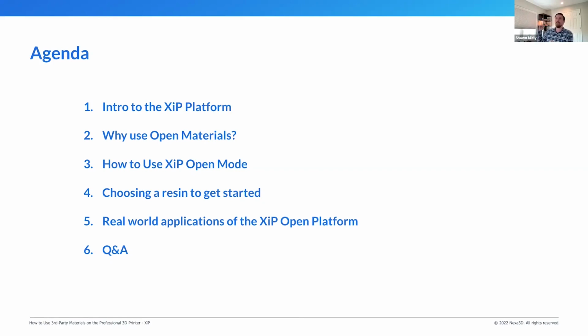But here's the agenda. We're going to start out with a quick intro to the XiP platform for those who haven't seen that. Maybe some of you already have XiP, but I'd be curious to know that for sure. Two, we're going to talk about why you would want to use open materials. We're going to talk about how to use XiP open mode. We're also going to go into choosing a resin to get started with, or how Taylor picks his resins. And then we're going to talk about some real world applications of the XiP open platform.